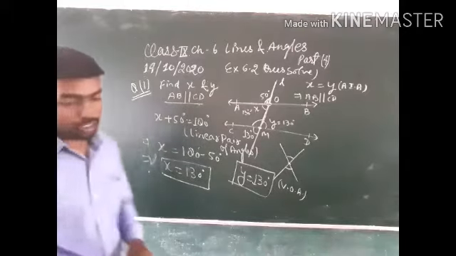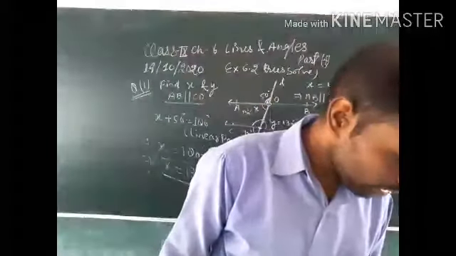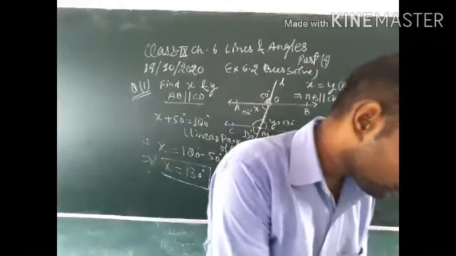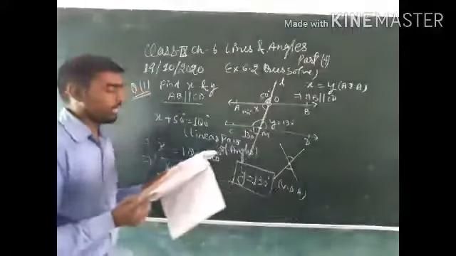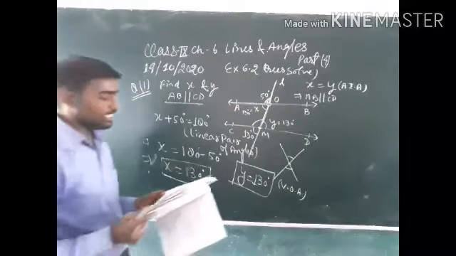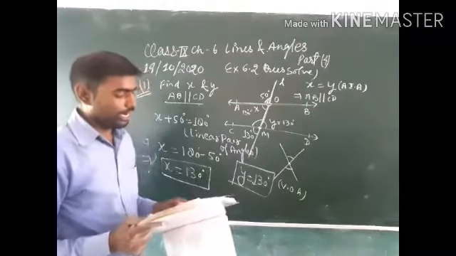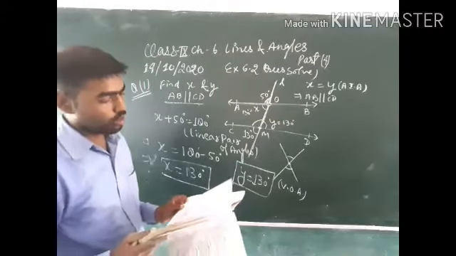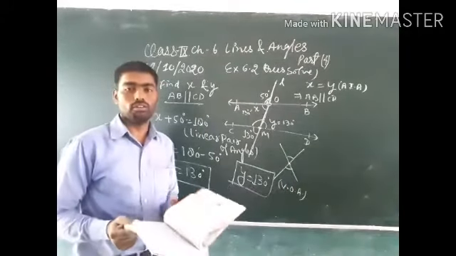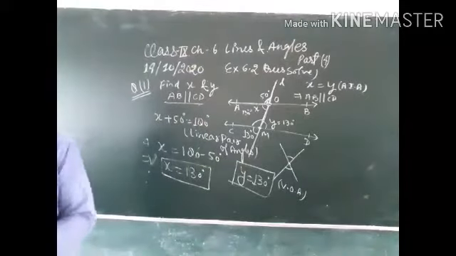Now we move to question number 2. Question number 2: given AB parallel to CD and CD parallel to EF, if y ratio z is equal to 3:7, find the value of x. So first of all, we draw the figure.